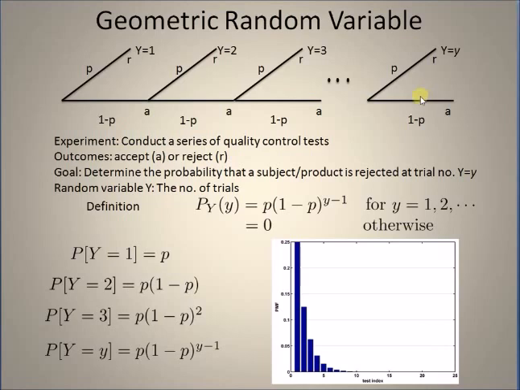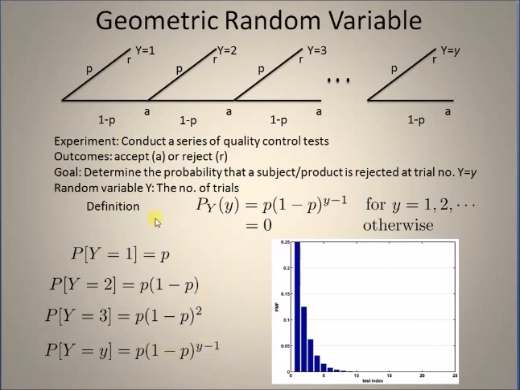And similarly, in general, for the trial number Y, the probability that the product is rejected at this trial is equal to P times the product of the probabilities that it will be accepted in all the previous trials. That is P times 1 minus P power Y minus 1.